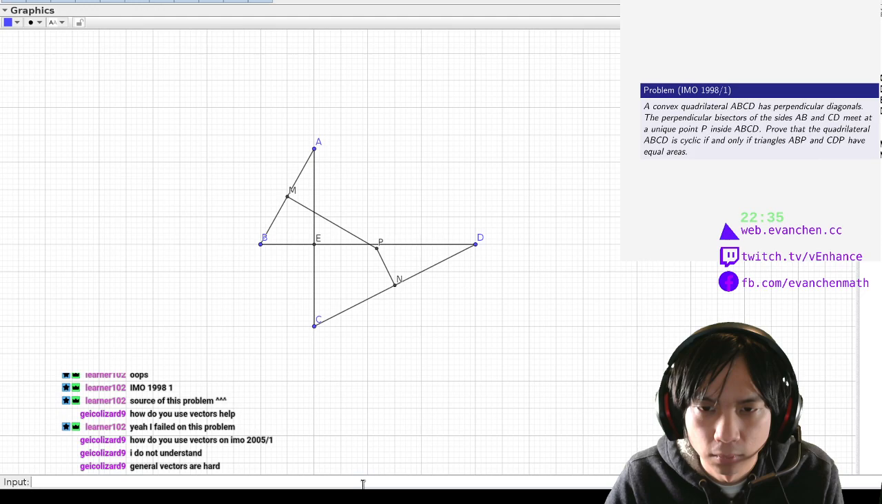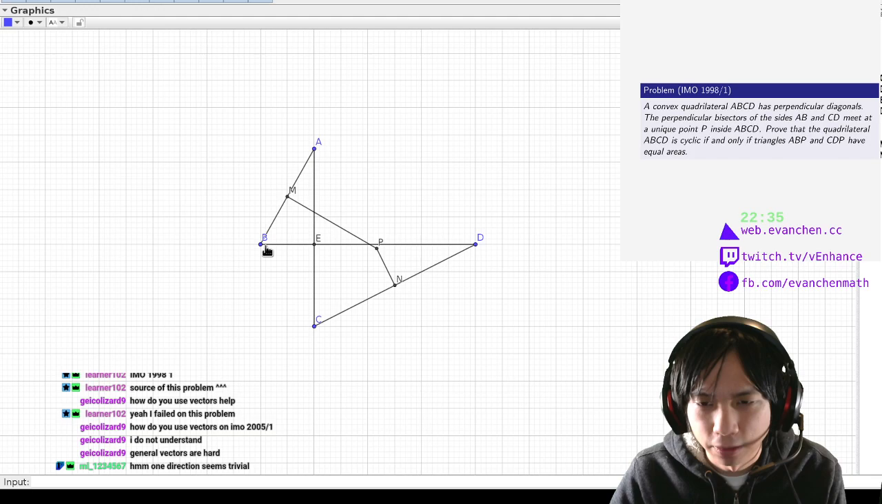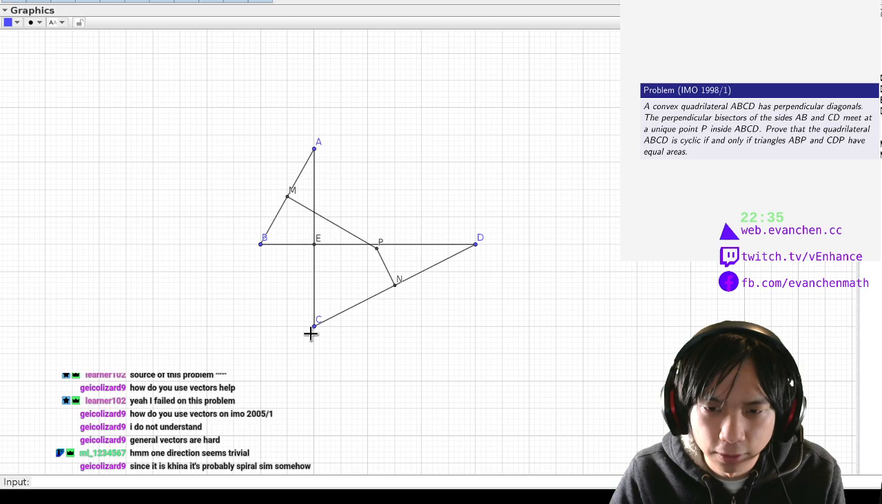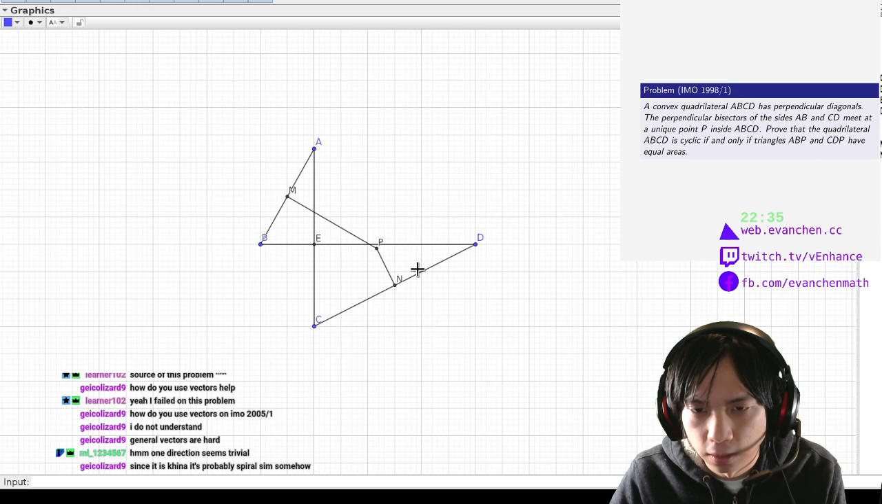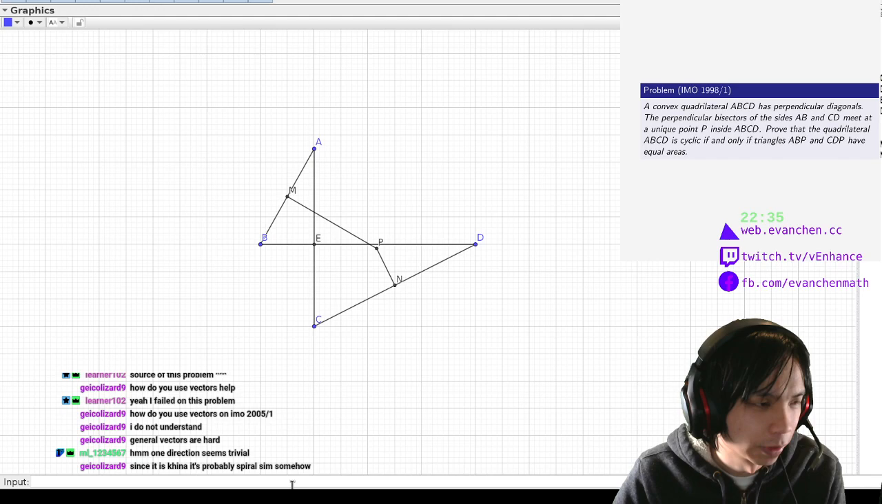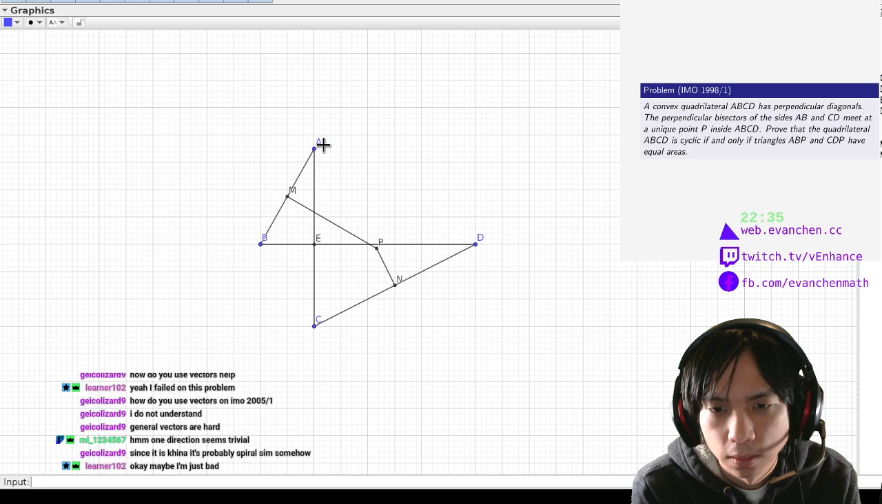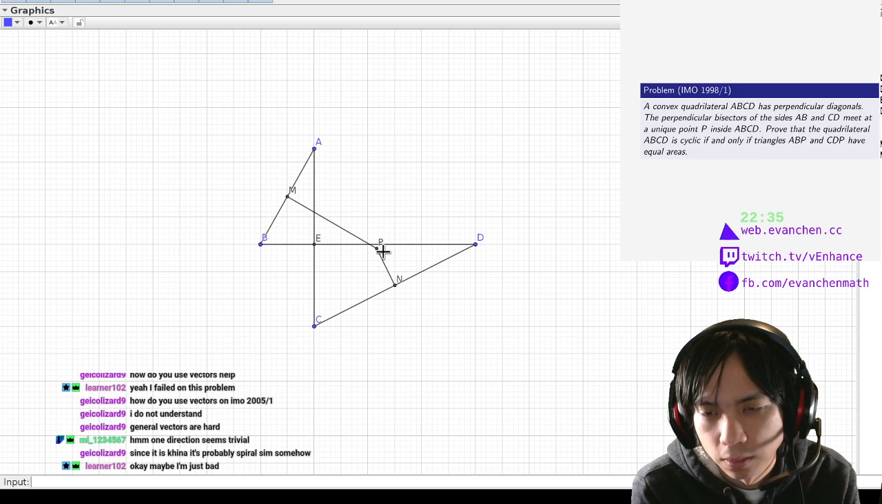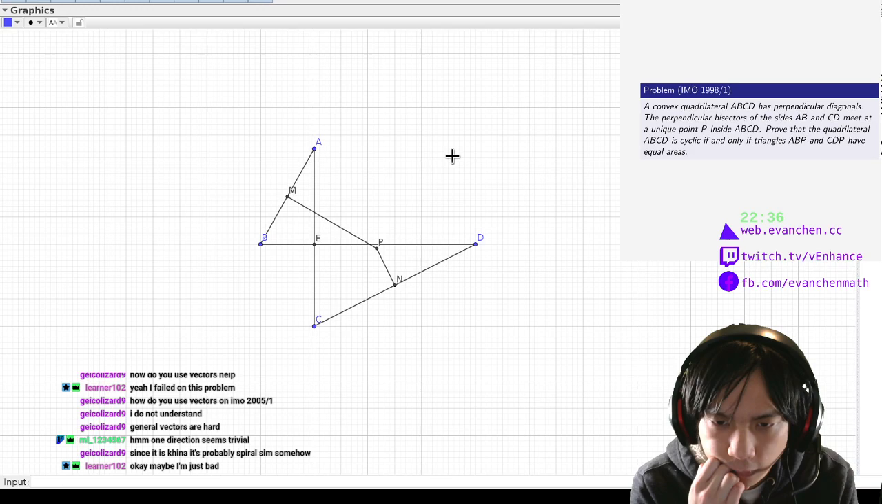So I want AB times PM equals CD times PN if and only if cyclic. So I think one direction is actually clear, because if it's cyclic, then P is the circumcenter, and so the angle PAB is the measure of... Like what happens if it's cyclic? Let's see. So it's saying that arcs AB and CD add up to 180, which is fine. So if cyclic, easy.